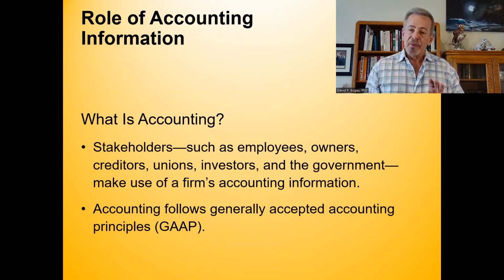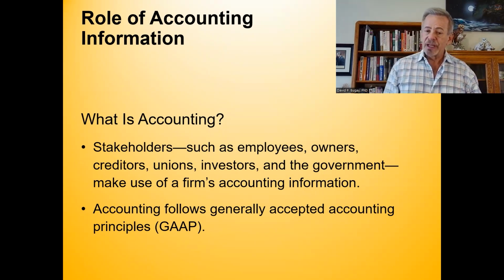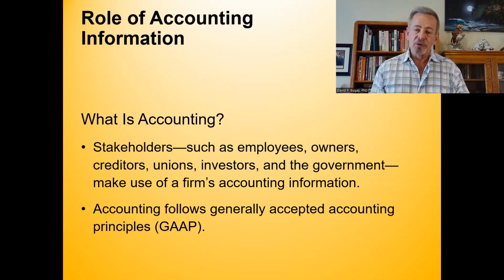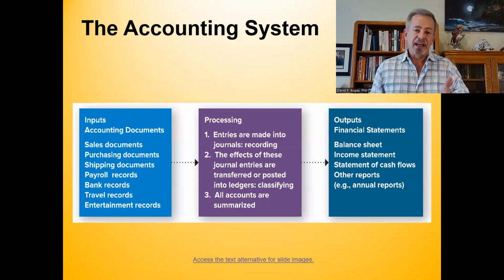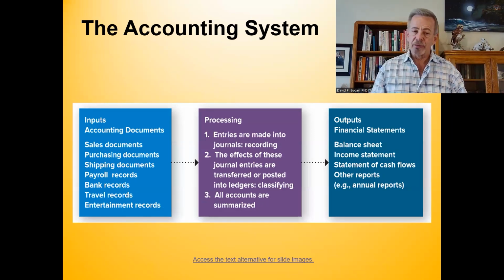So in accounting, we follow a whole series of rules. We call it the generally accepted accounting principles, or GAAP for short. So when you hear that term out there, you'll know what that is. It really is a whole series of rules and structures that we have when we talk about what's involved in accounting. Accounting really has inputs, processing, and outputs.